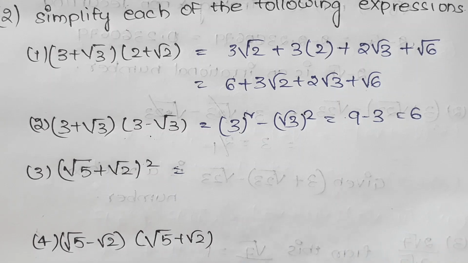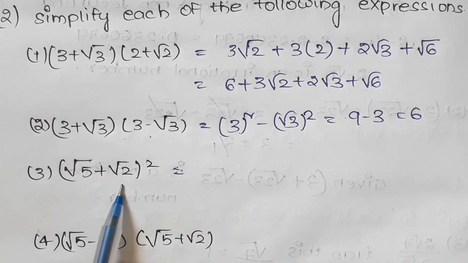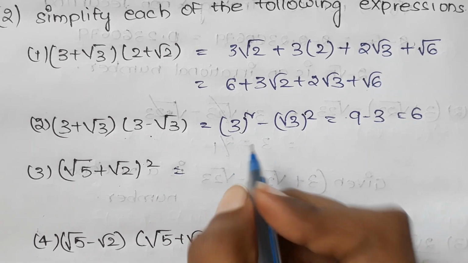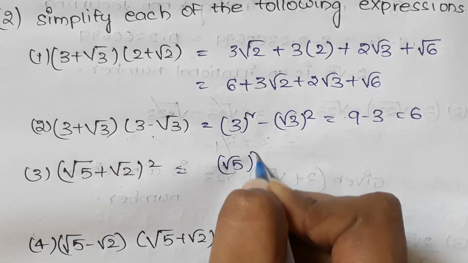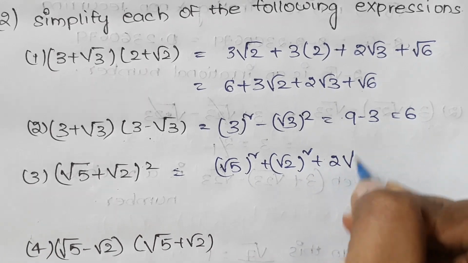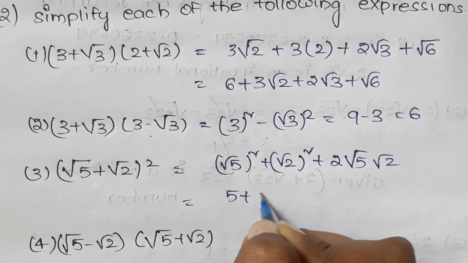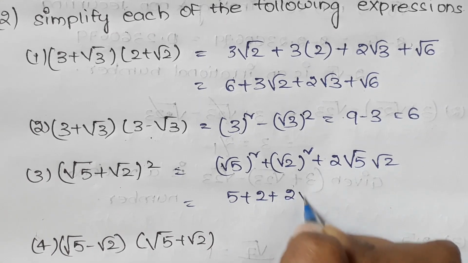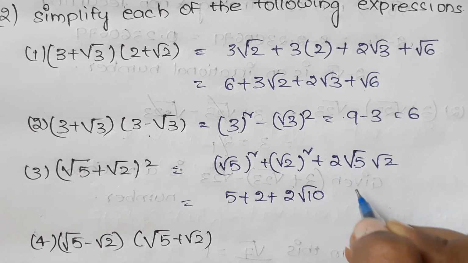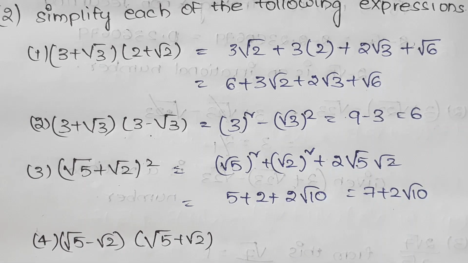And now let us see the third bit, that is (root 5 plus root 2) whole square. It is in the form of (a plus b) whole square. We know that (a plus b) whole square is a square plus b square plus 2ab, that is root 5 whole square plus root 2 whole square plus 2 into root 5 into root 2, that is 5 plus 2 plus 2 root 10, that is 7 plus 2 root 10.